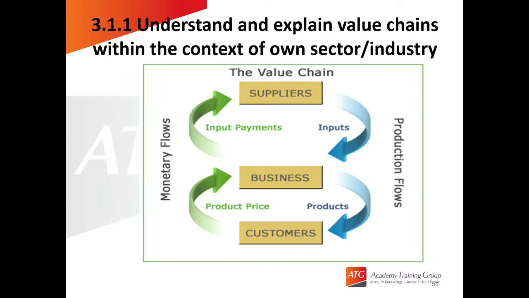Now let's understand and explain the different value chains within the context of their own sector of the industry. You have your value chain at the top there. You've got suppliers, business, as well as customers. From the suppliers, they give their inputs towards the business. Based on those inputs, the business will then eventually produce the products that are going to be given out to the different customers. Of course, the customers will be paying the product price, which goes to the business and eventually leads back to input payments to the actual suppliers of the product itself. As you can see, there is the production flow as well as your monetary flows.